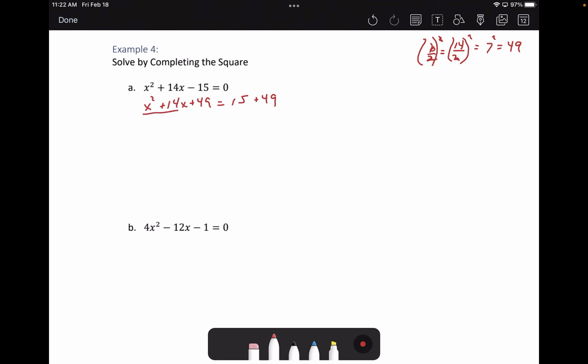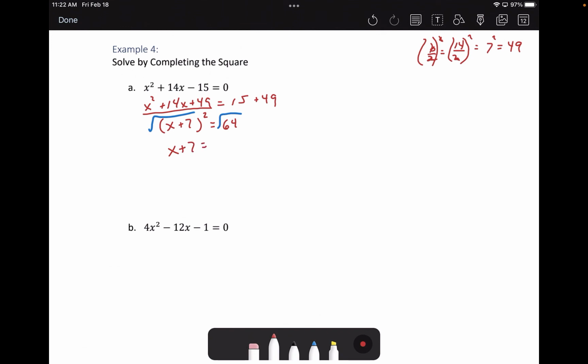That's going to create a perfect square trinomial, which we can factor as x something squared. That something will always be the number over here, b over 2, before you square it. So in this case, 7 is what we add in to the parentheses. And then combine like terms on the right side. 15 plus 49 is 64. From here, we will use the square root method. Square root of both sides.